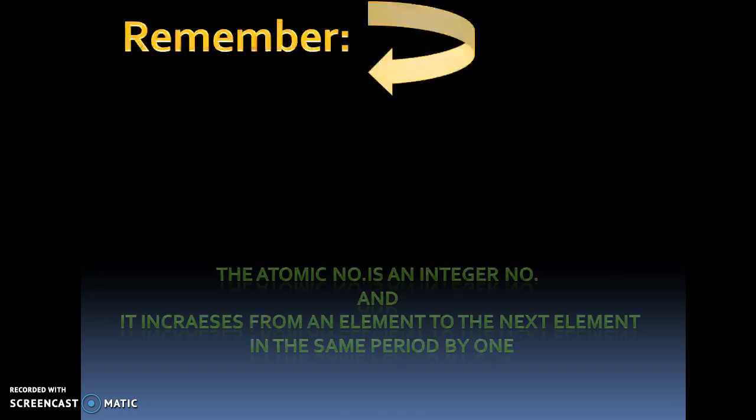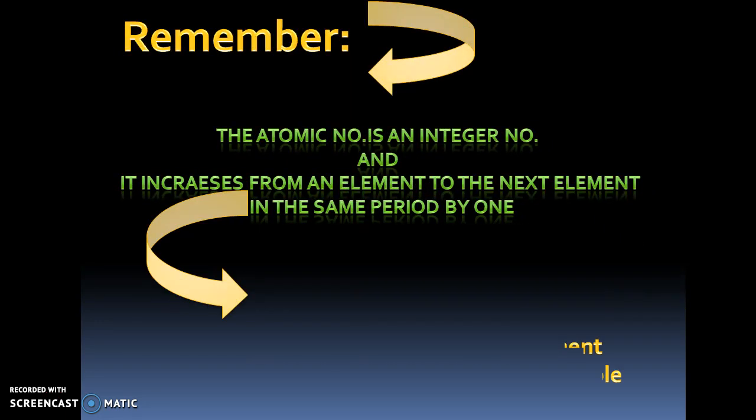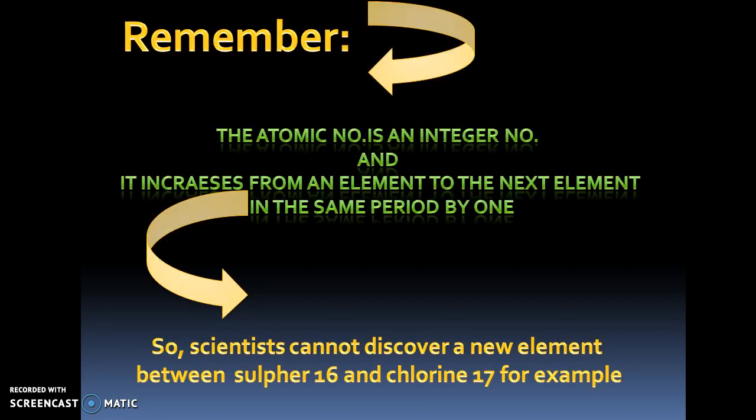Okay, remember, the atomic number is an integer number, and it increases from an element to the next element in the same period by 1. Meaning from element to the next element in the same period it increases by one only. Since the atomic number of the element is an integer number, scientists cannot discover a new element between sulfur 16 and chlorine 17, for example.